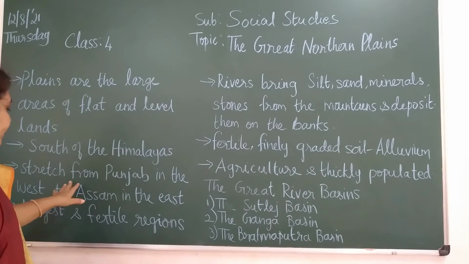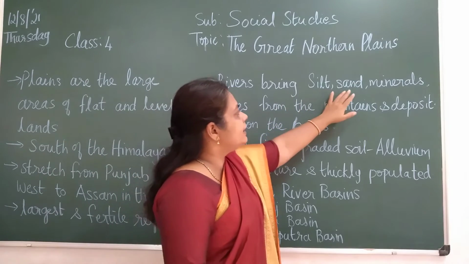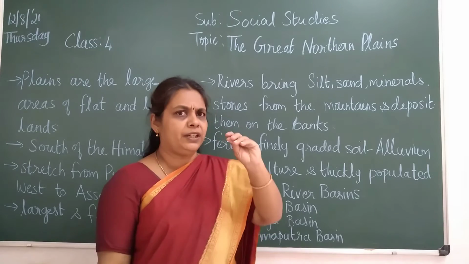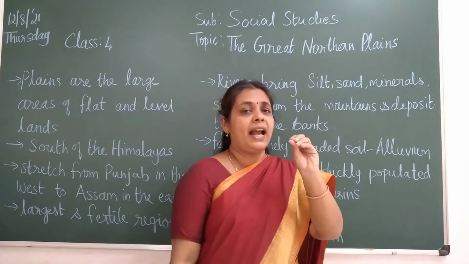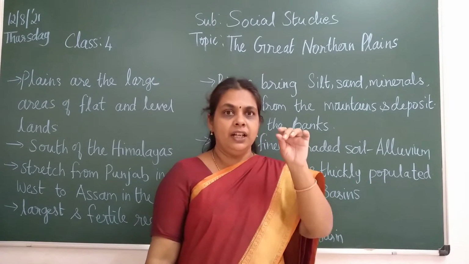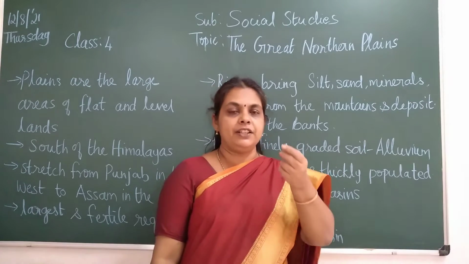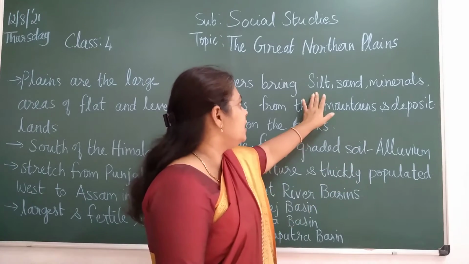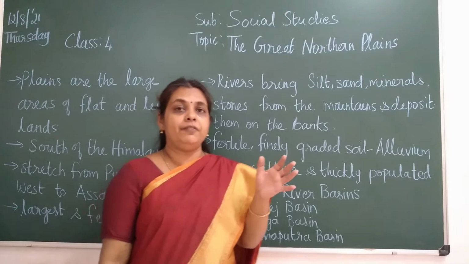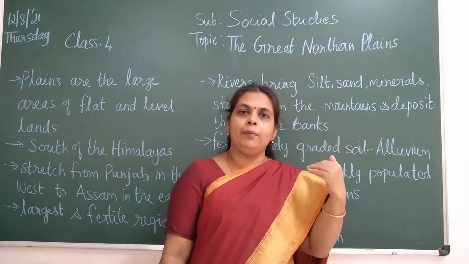What the rivers bring is silt and sand. Silt means fine soil, like clay soil, children. And then sand, which will be a little coarse. You would have seen that for building construction and all, they use sand, not soil. It is a coarse one. Silt, sand and minerals, which are required for plant growth. Many minerals from the mountain side it will bring, children.